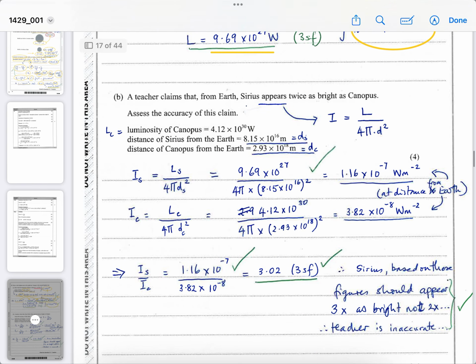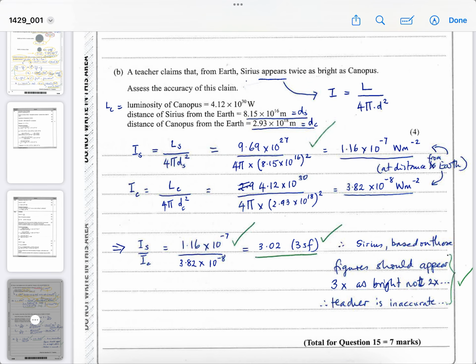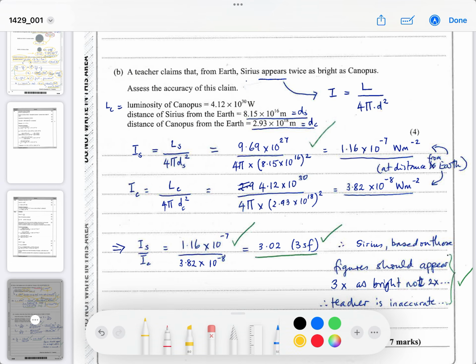A teacher claims that from Earth, Sirius appears twice as bright as Canopus, or Canopus. How do you know how to pronounce it? I've never been to these stars myself. Assess the accuracy of this claim. Well, when they say appears twice as bright, they mean because of the different distance. The appearance of brightness is called intensity, and intensity is the luminosity divided by how far away it is squared, because the star's brightness diminishes as the inverse square law.